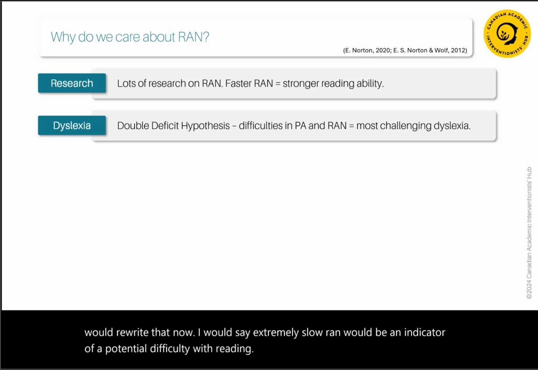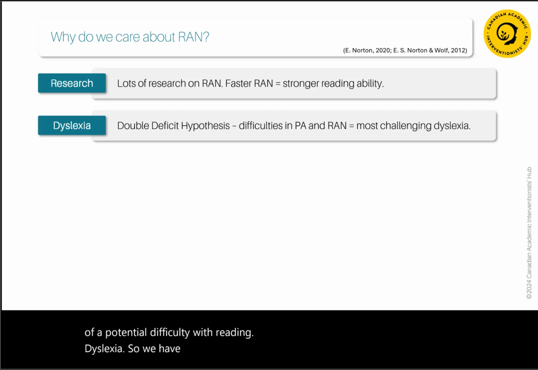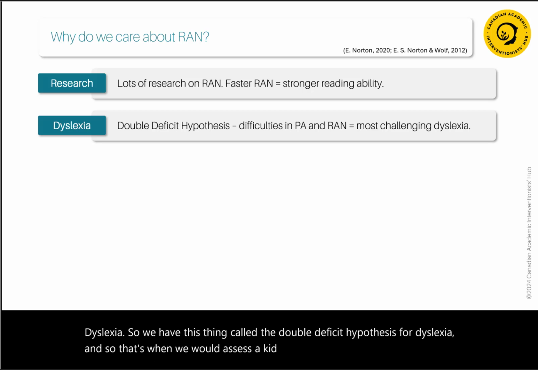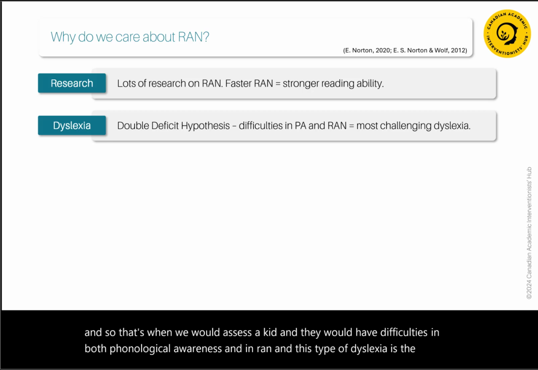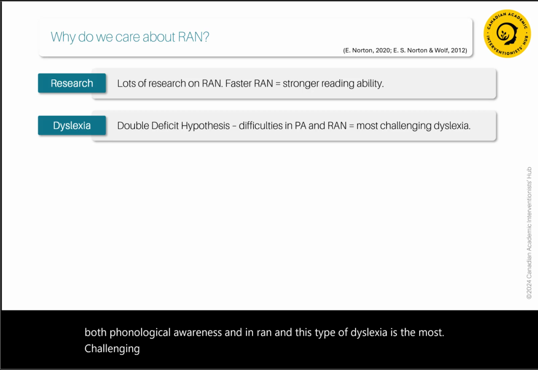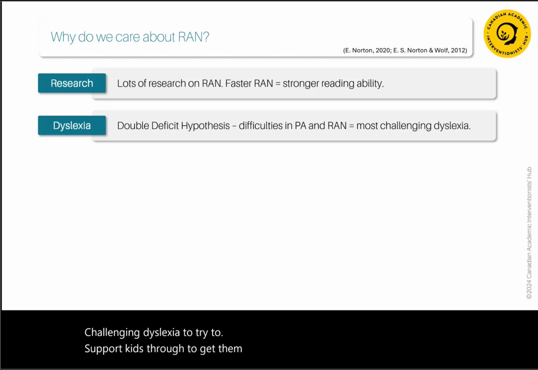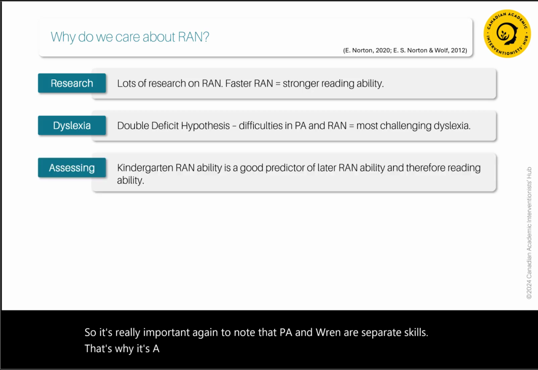Dyslexia. So we have this thing called the double deficit hypothesis for dyslexia. That's when we would assess a kid and they would have difficulties in both phonological awareness and in RAN. And this type of dyslexia is the most challenging dyslexia to try to support kids through to get them reading. So it's really important, again, to note that PA and RAN are separate skills. That's why it's a double deficit.